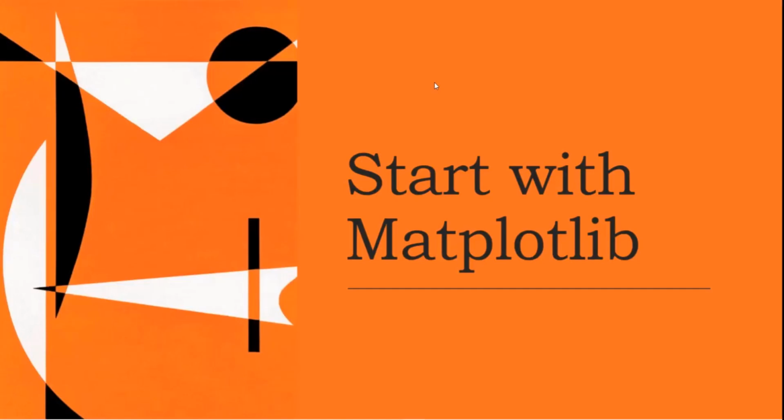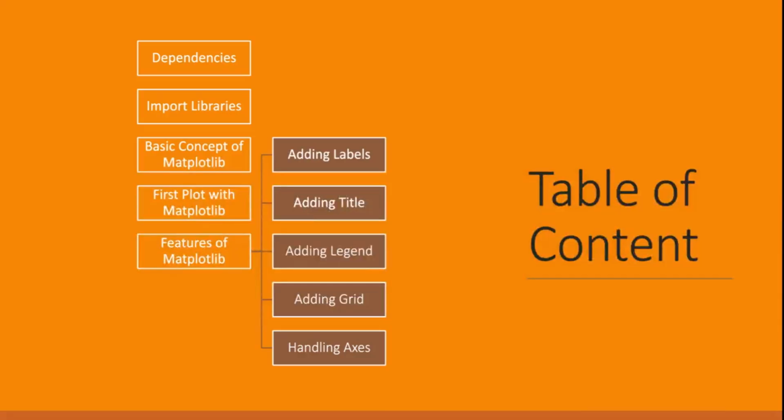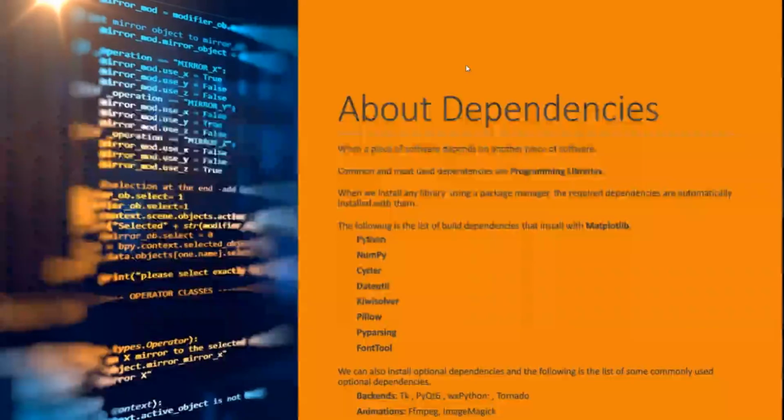Hello everyone. In this module, we are going to learn how to start with Matplotlib and we are going to cover the following topics. Firstly, we discuss dependencies, then we learn to import libraries. After that, we get some basic knowledge of Matplotlib and then we learn to plot a first graph of Matplotlib. And in last, we discuss some of the features of Matplotlib. So let's start with the first topic, dependencies.